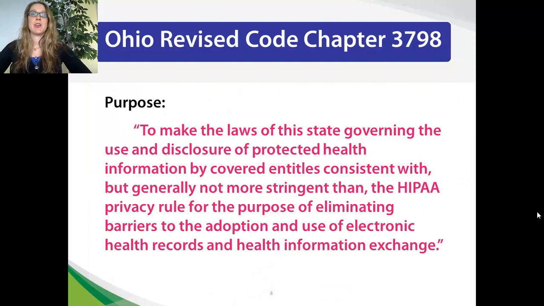with HIPAA. To go into a little bit more detail on the Ohio Revised Code Chapter 3798, I wanted to make sure that you understood that the purpose was to make the laws of the state of Ohio governing the use and disclosure of protected health information by covered entities such as yourself consistent with, but generally not more stringent than, the HIPAA privacy rule for the purpose of eliminating barriers to the adoption and the use of electronic health records and health information exchange.